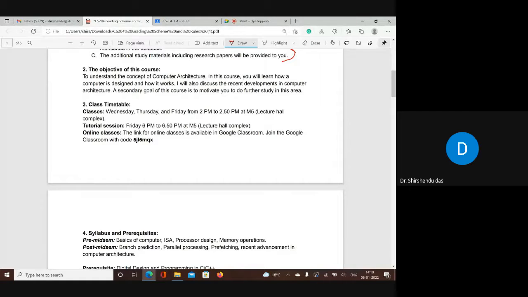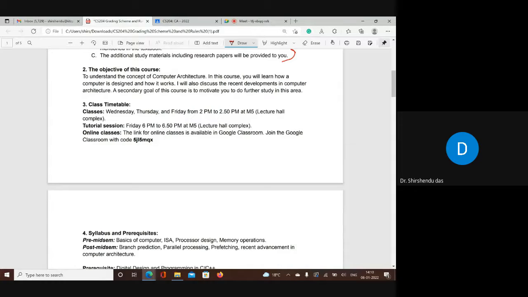When you click on an mp3 song, the song is playing, right? Or when you want to write something, or copy a file, how are these things actually happening? What is the internal mechanism in a computer which allows these activities? All these things you will understand in this course. So this is the primary goal, and there is a secondary goal also. The secondary goal is to motivate you to do further study in this area.